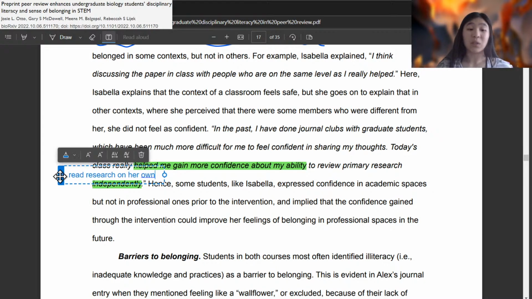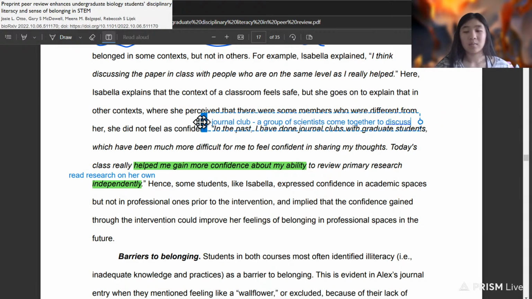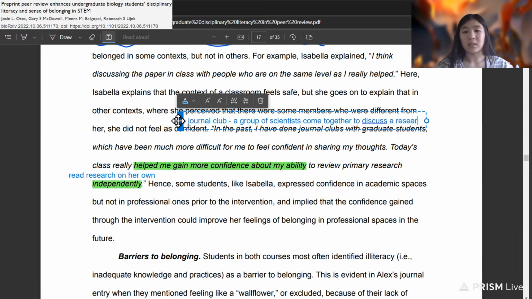And then to explain what journal club is, where basically a group of scientists come together and discuss a research article.